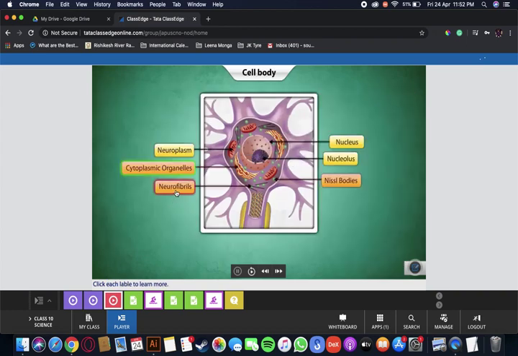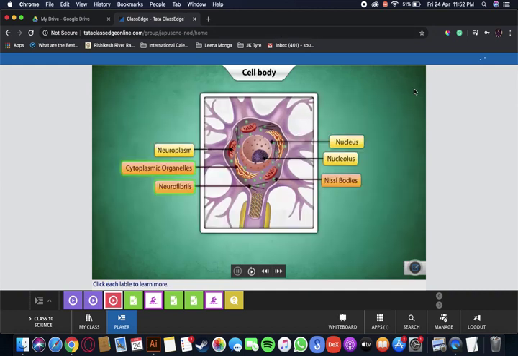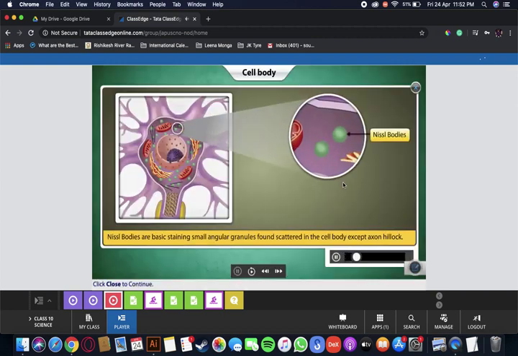Now know about what are neurofibrils. Neurofibrils are tiny filaments. They are present in the cell body and extend into the dendrites and axon. Is it clear? Now come to know about Nissl's bodies. Nissl bodies are the large granular bodies found in the neurons. They are found scattered in the neuroplasm throughout the cell body except the axon hillock.